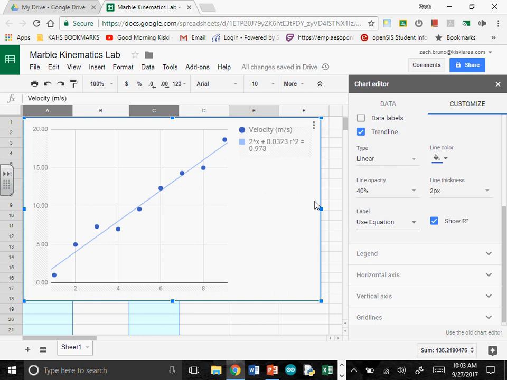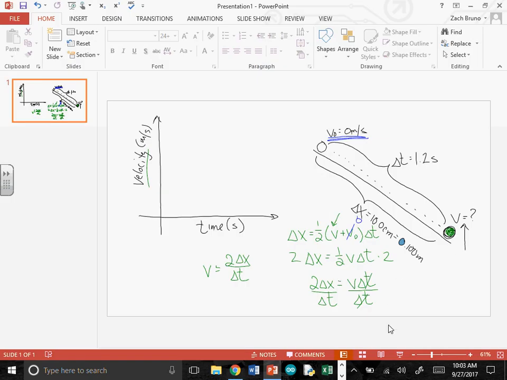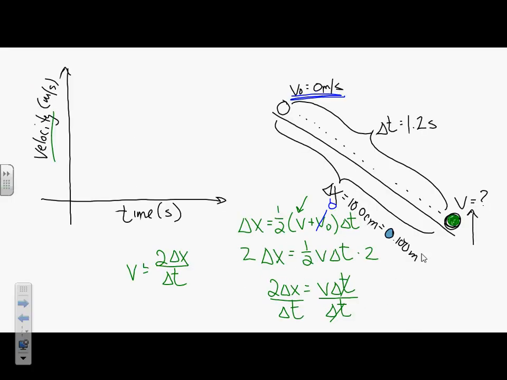All right, so I see a pretty good correlation here again. I expect you guys to get another good correlation, but this is my equation. 2 times x plus this. So this is my y equals mx plus b. So let's go back and look at that for a second. All right. So how do I get my acceleration from this graph?